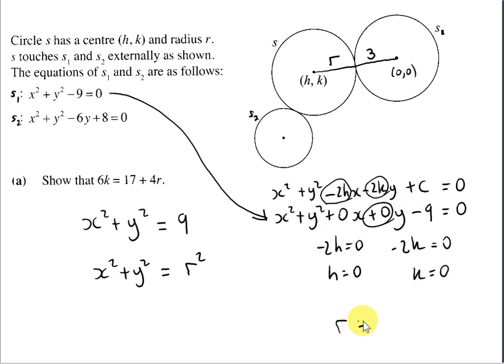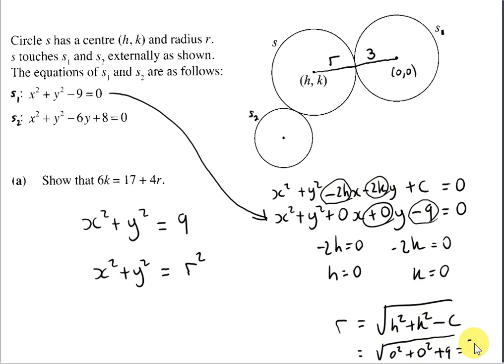To find the radius, we use a formula, the square root of h squared plus k squared minus c, where c is the constant in the equation. The constant is minus 9. So here we get h is 0, k is 0, c is minus 9. So we minus minus 9, that's plus 9. So we get 3. Of course, it's much easier to do it the first way, but I'm just showing what we have to do in general.